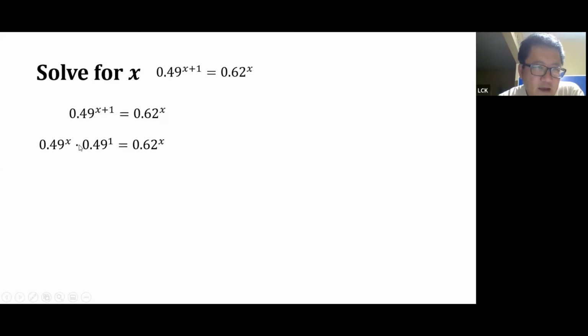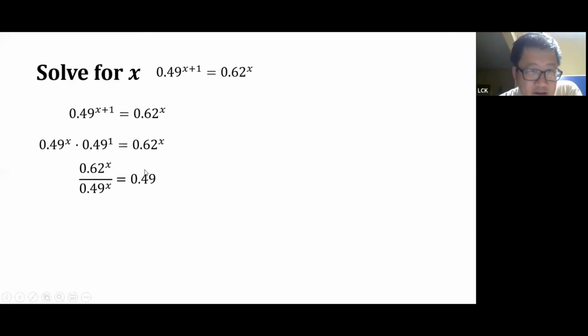So it's 0.49 to the power of x times, this is a times here, 0.49 to the power of 1. So breaking this apart is really critical. Break this apart so that you can bring all the x terms to one side, and the terms which contain numbers to the other side. I can do separation. So that's what I get: 0.62 to the power of x divided by 0.49 to the power of x equals 0.49. 0.49 to the power of 1 is simply 0.49.